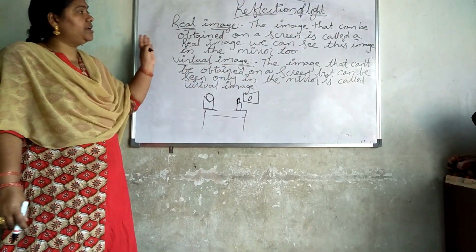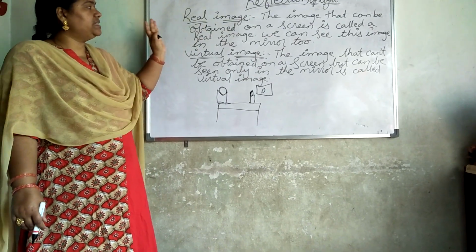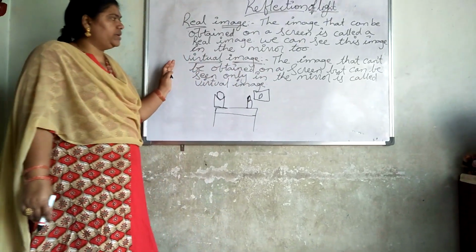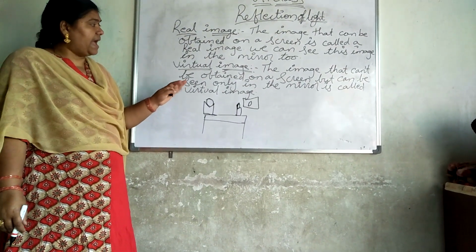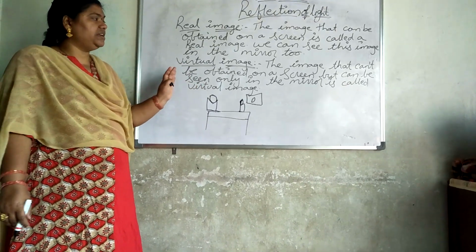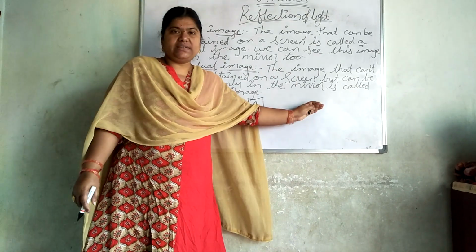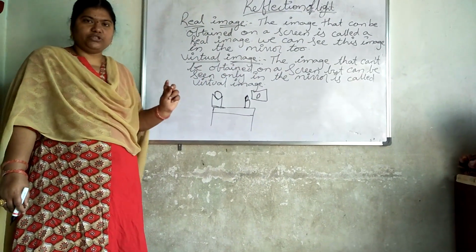See the two definitions. The image that can be obtained on a screen is called a real image. We can see this image in the mirror also. Okay. What is a virtual image? The image that cannot be obtained on the screen, but can be seen only in the mirror, is called a virtual image.